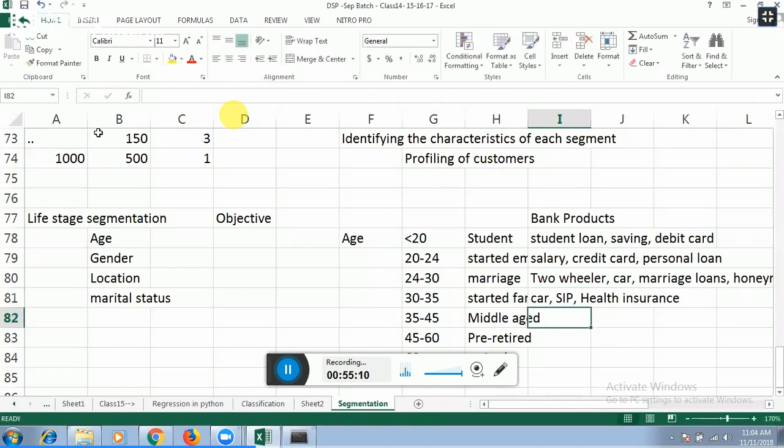This is our typical products which you will offer. If it is a middle age, a lot of times you will start looking for a house, because you want to settle down somewhere. These are house loans, and sometimes you also want to do some kind of long-term investments, like a 10 to 15 years kind of investments. So this is the typical thing.